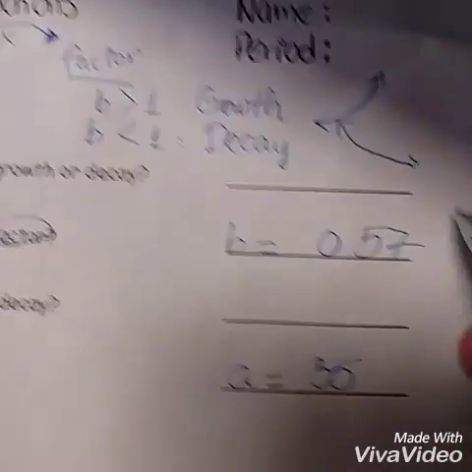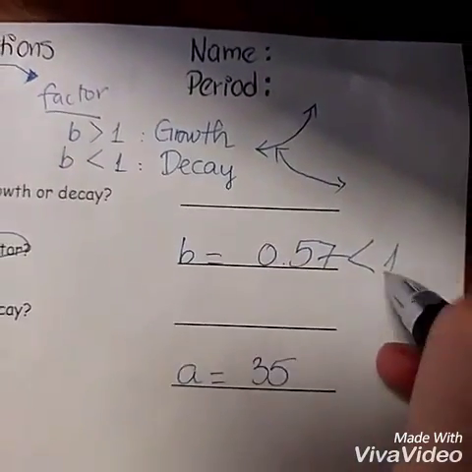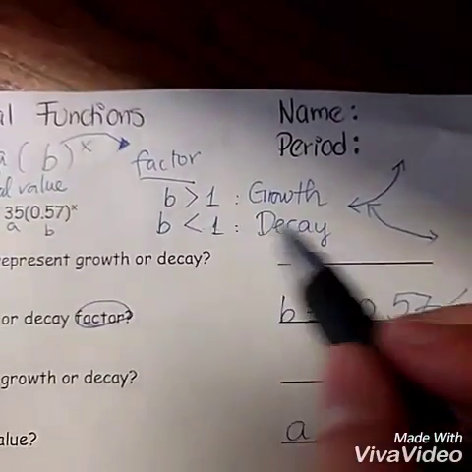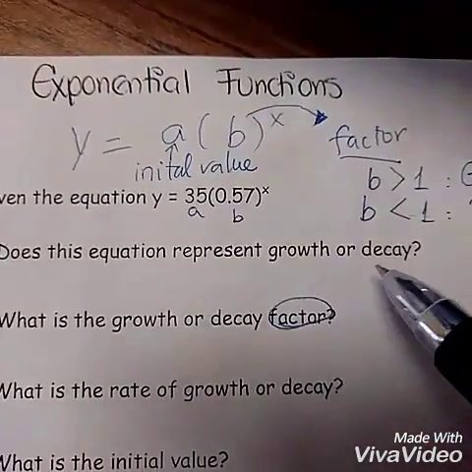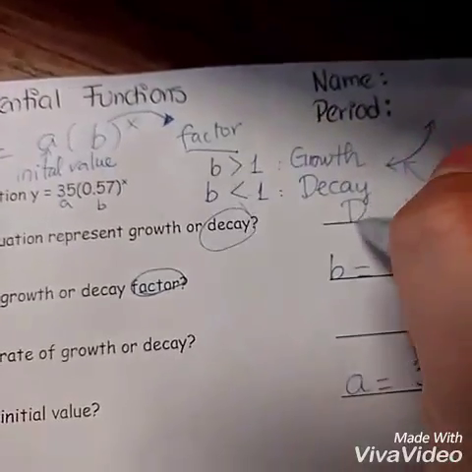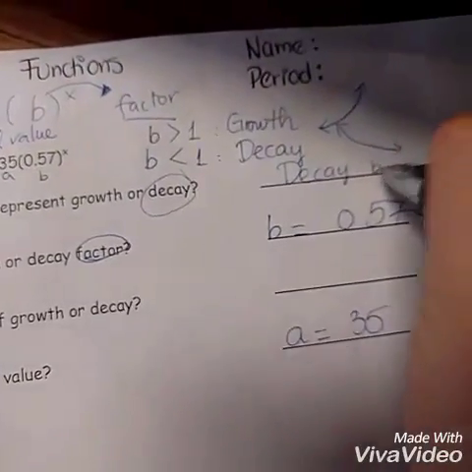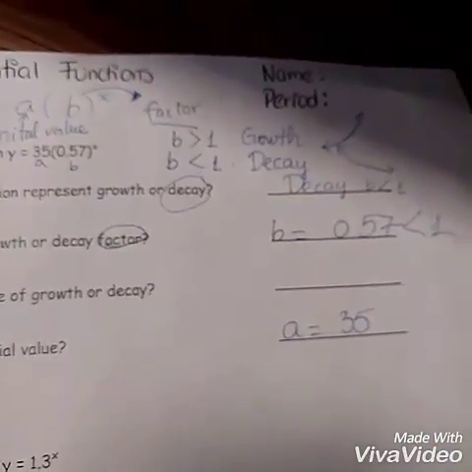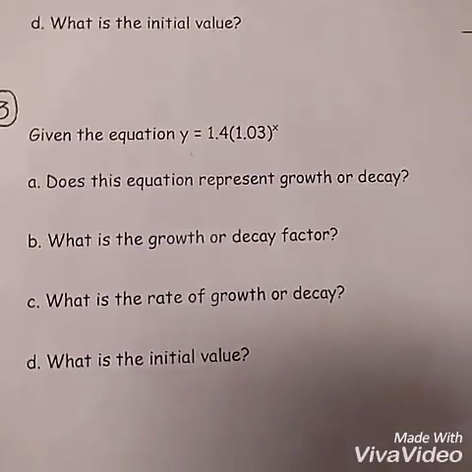And the factor is less than 1, right? So that means we're going to have exponential decay. Like in number 1, they're asking exponential growth or decay. I'm going to choose decay because b is less than 1. Good. Let's take a look at another example.